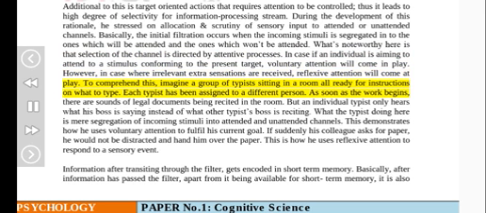To comprehend this, imagine a group of typists sitting in a room, all ready for instructions on what to type. Each typist has been assigned to a different person. As soon as the work begins, there are sounds of legal documents being recited in the room. But an individual typist only hears what his boss is saying instead of what the other typists' bosses are reciting. What the typist is doing here is mere segregation of incoming stimuli into attended and unattended channels. This demonstrates how he uses voluntary attention to fulfill his current goal. If suddenly his colleague asks for paper, he would not be distracted and would hand him the paper. This is how he uses reflexive attention to respond to a sensory event.